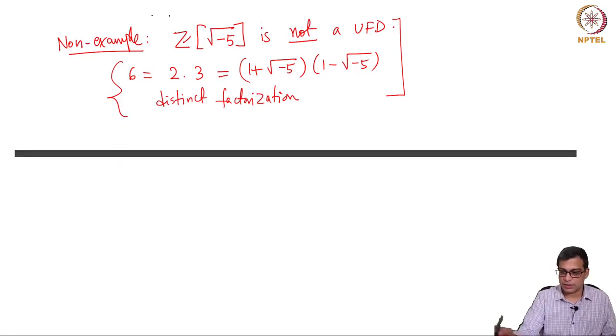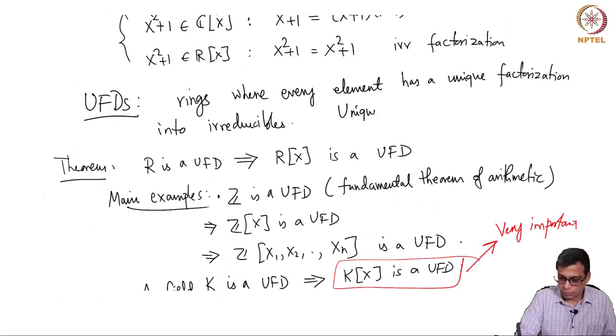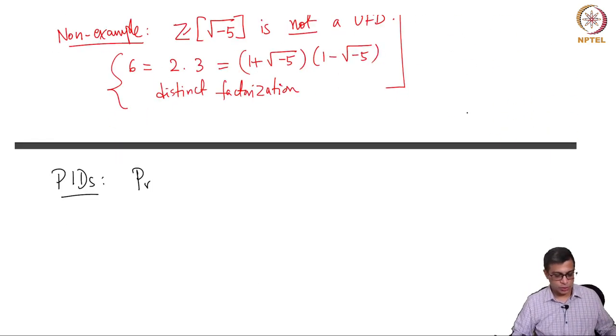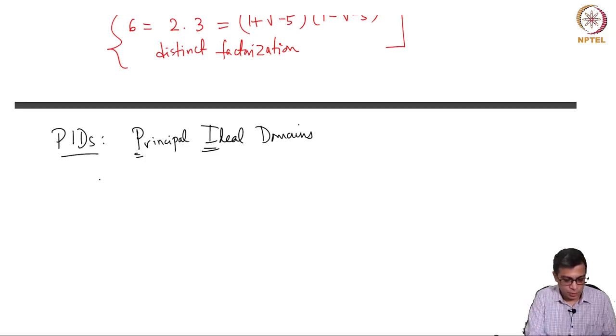Another important class for us is called PIDs. UFD is a short form for unique factorization domains, so factorization is unique and they are domains, so they are integral domains. PIDs are principal ideal domains. So R is a PID if every ideal is principal.